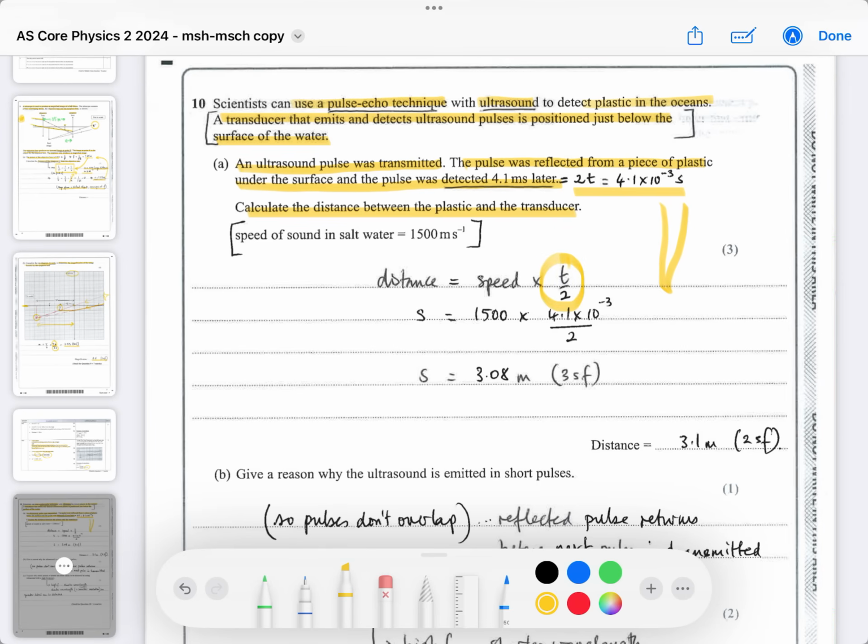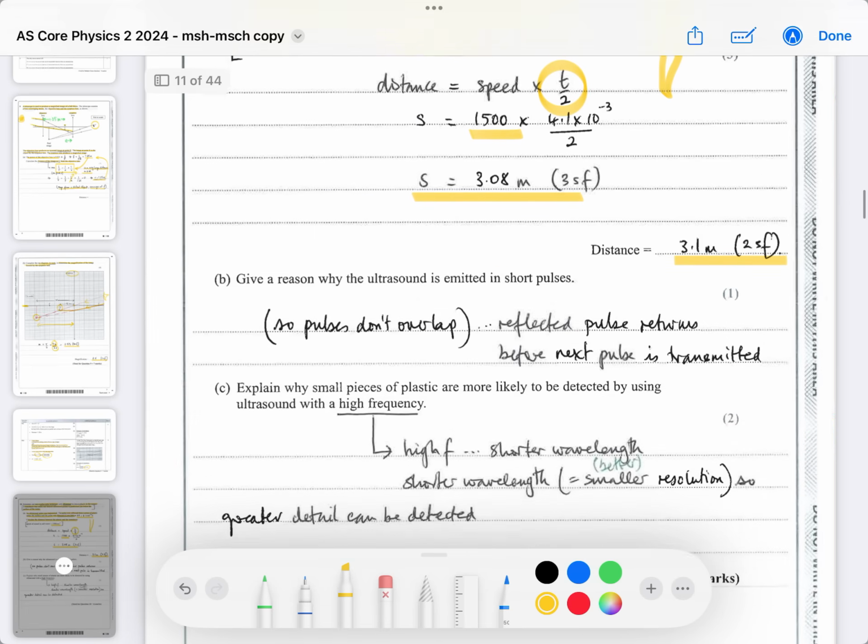So you can divide the time by 2, and we know the speed, which is given to us in the question. You multiply the speed by the time it takes to go to the plastic, and you get 3.08 meters. If you do 3 significant figures, yet again, you should round it to 2, because the data provided is only given to 2 significant figures.